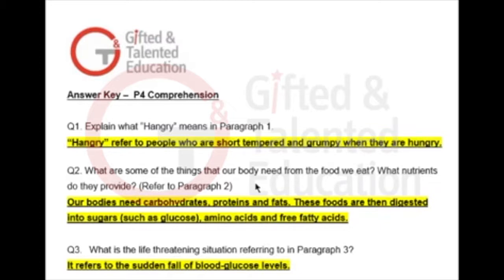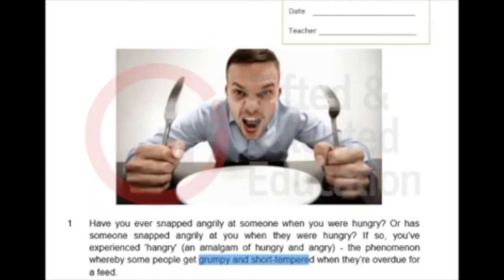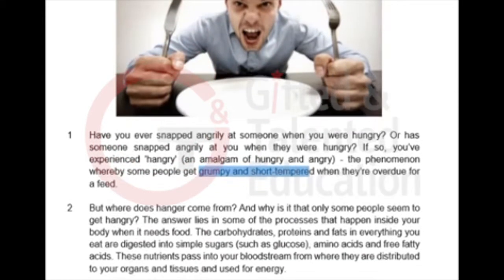How about question 2? Let's read question 2. There are two parts to this question. First of all, what are some of the things that our body need from the food we eat? What nutrients do these food provide for us? Let's go back to paragraph 2 to find out more. In paragraph 2, let's zero down to the keywords.